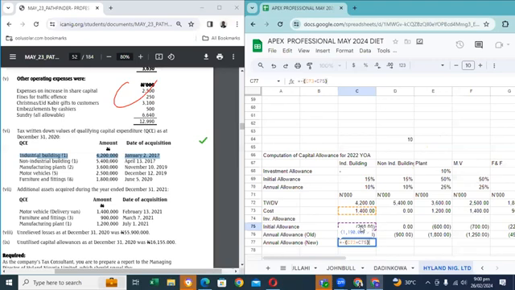So we have cost minus initial allowance times the annual allowance rate. Do you get it? So we have cost minus initial allowance times the annual allowance rate. So the same thing applies across the board. Cost minus initial allowance and allowance rate.